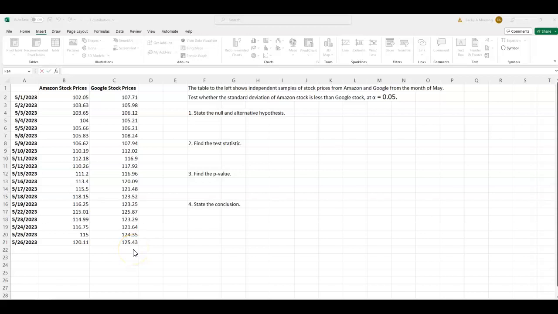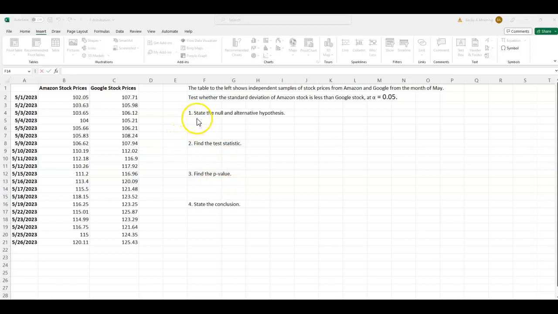Let's do an F-test here in Excel. Now the F-test is going to be able to compare two different values, and we're comparing the standard deviations. So here the table to the left shows independent samples of stock prices from Amazon and Google from the month of May. Test whether the standard deviation of Amazon stock is less than Google stock at alpha is 0.05.